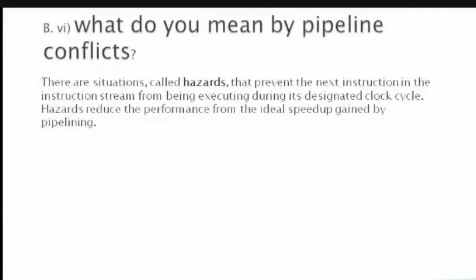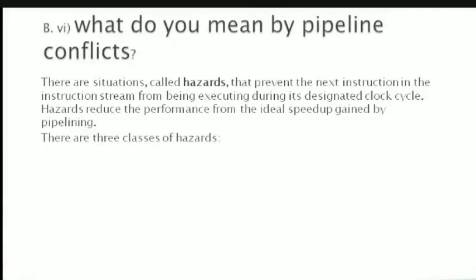They are a situation called hazard that prevents the next instruction in the instruction stream from being executed during its designated clock cycle. Hazards reduce the performance of the speedup gained by pipelining. Hazards are the problems through which pipeline conflict happens.